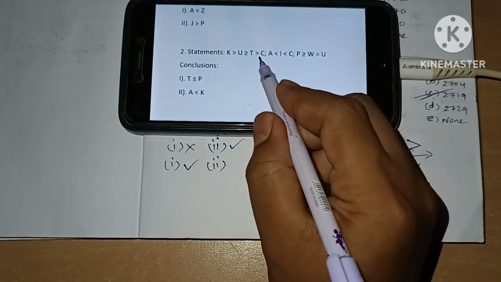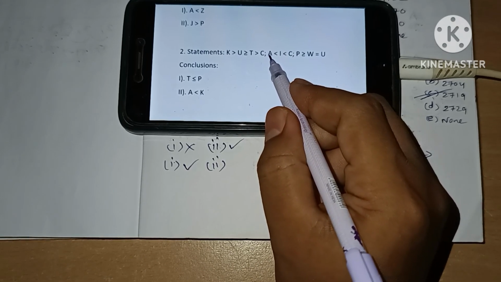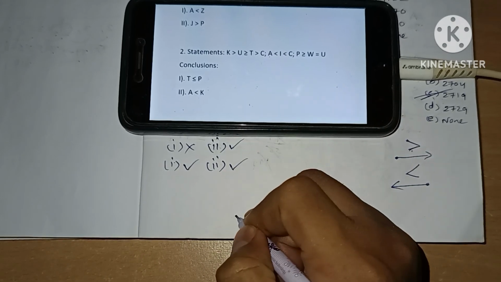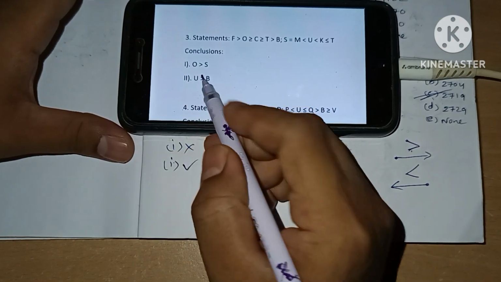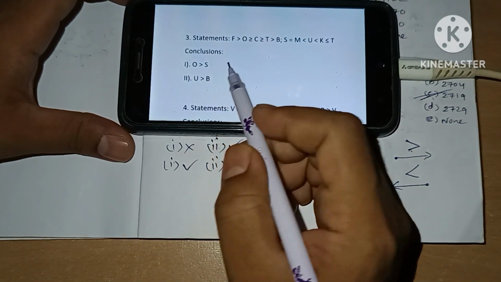From T we can reach to C. From C we can reach to A. So second conclusion is also true. Okay. Next, third question, the flow from O to S.